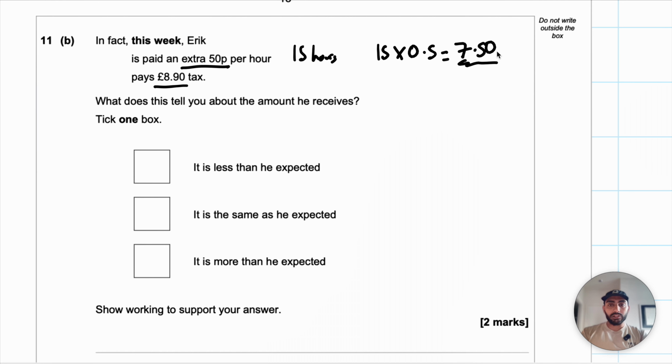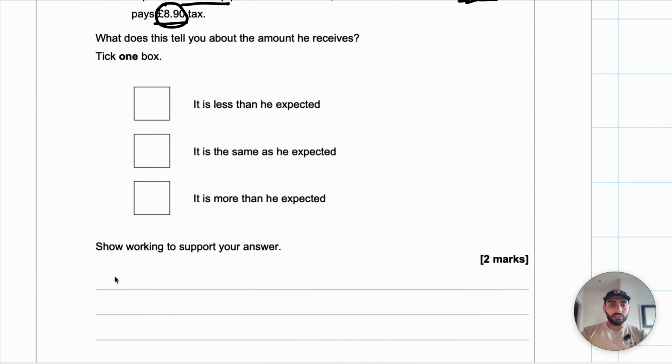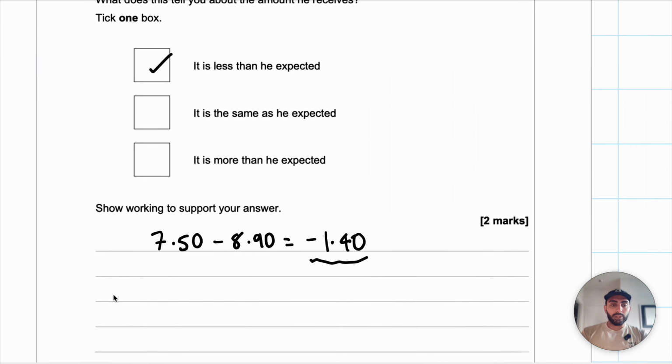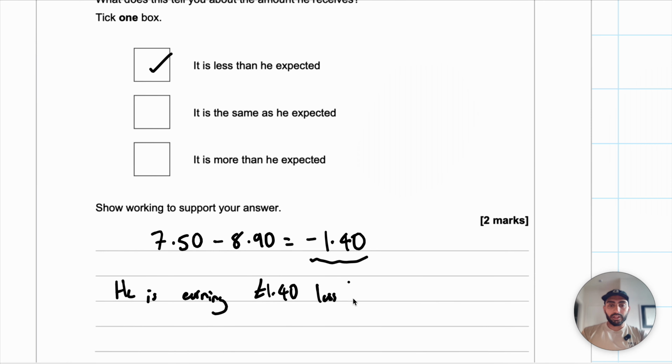So this is the amount extra that he's earning, but he's actually having to pay tax now. So we need to take this away. So we're doing £7.50 take away £8.90, and if I do £8.90 take away £7.50, that's £1.40. So it's going to be negative £1.40. We're actually losing money this time. Even though he's getting paid more per hour, he's having to pay this tax, so the amount that he's going to be receiving is less than he expected. Just to finish this off, we can say he is earning £1.40 less than expected.